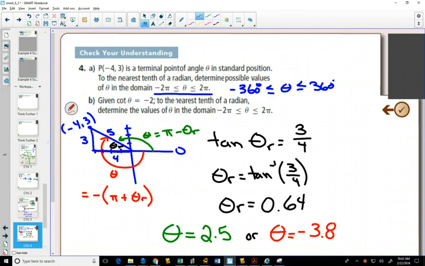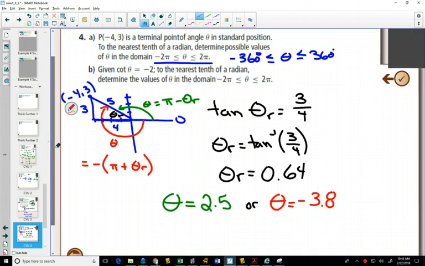So drawing the picture helps us see our answers, and then we figure out our reference angle and do everything the same as we would in degrees, but now we're using radians. So instead of 180, we're using pi. And we're still using our reference angle to calculate things.